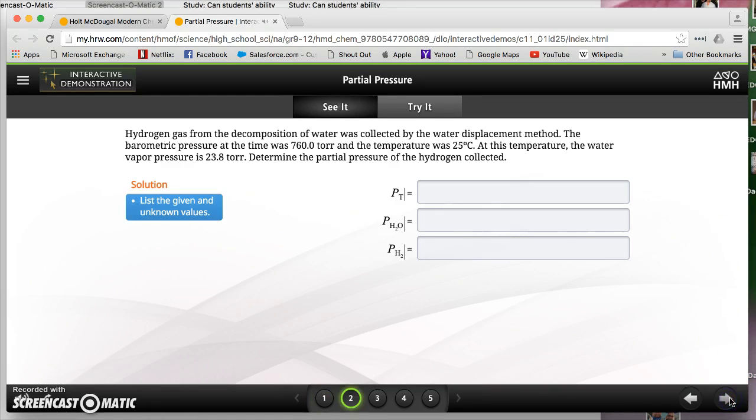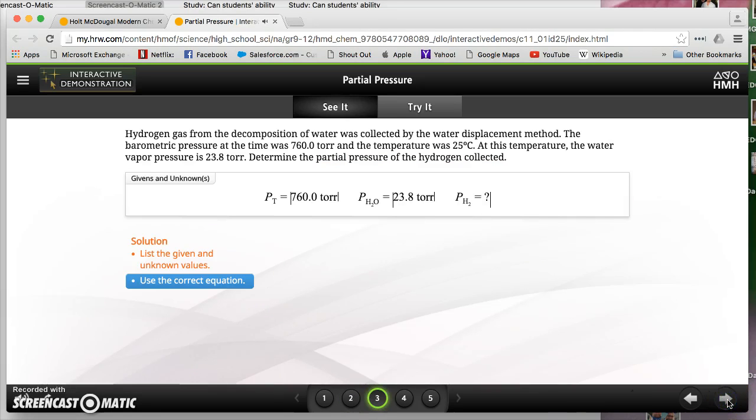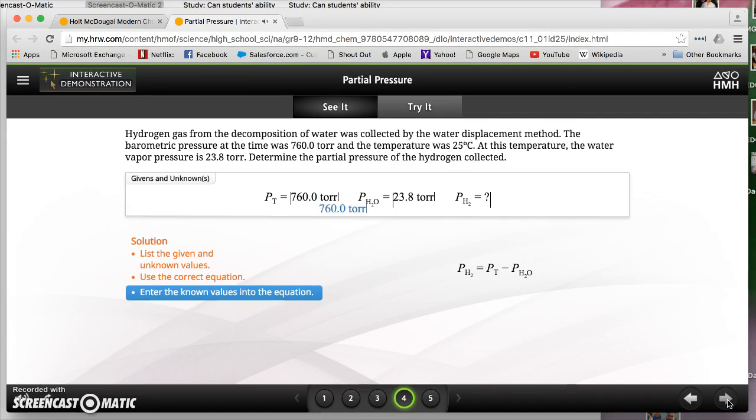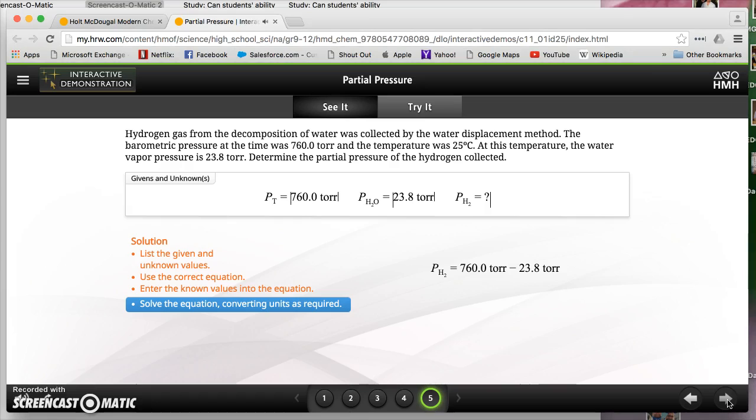So it's going to show kids: list the given and unknown values. How to pull the values from the word problem and get those into the equation. The first big hurdle for students. Use the correct equation. Enter the known values into the equation. So again, the values are put into the equation, showing students where they come from very clearly. Solve the equation, converting units as required.